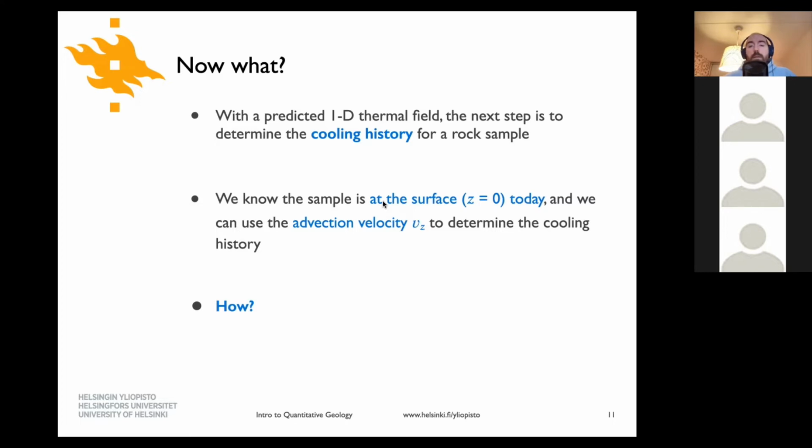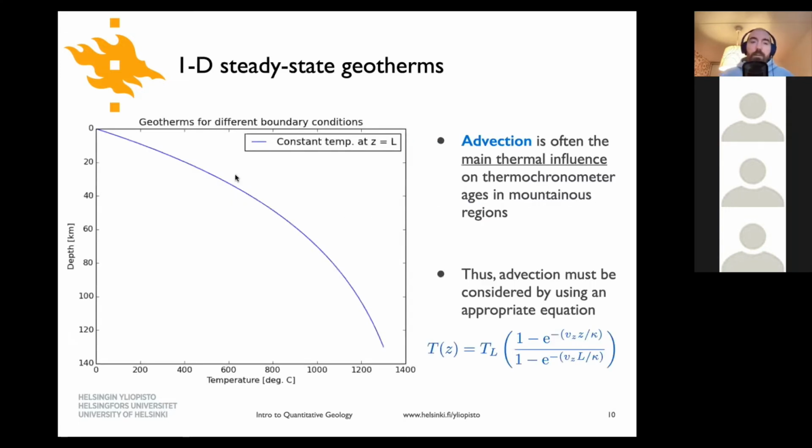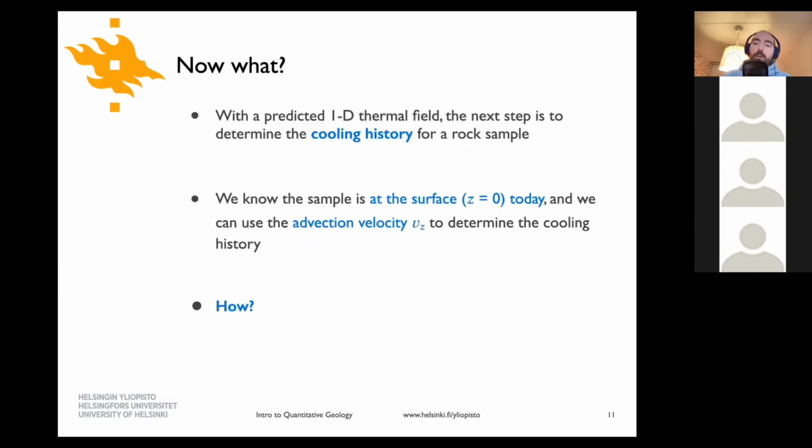And we know that the temperature history is going to be somehow related to this advection velocity, because that's going to affect, for instance, how much this line is curved and how quickly the rock travels up toward the surface. So if you think about the advection velocity as the velocity at which the rock is moving up toward the surface, then of course, the faster it's moving, it's also going to be traveling through different parts of this curve at different times. So we can use this advection velocity to come up with a cooling history.